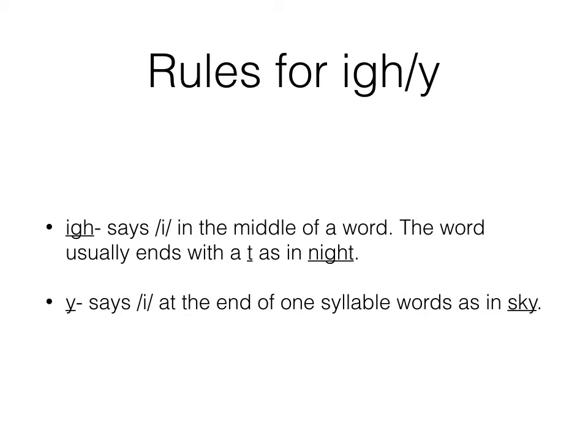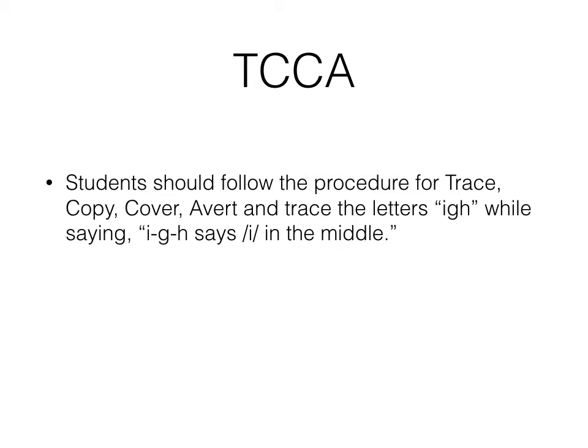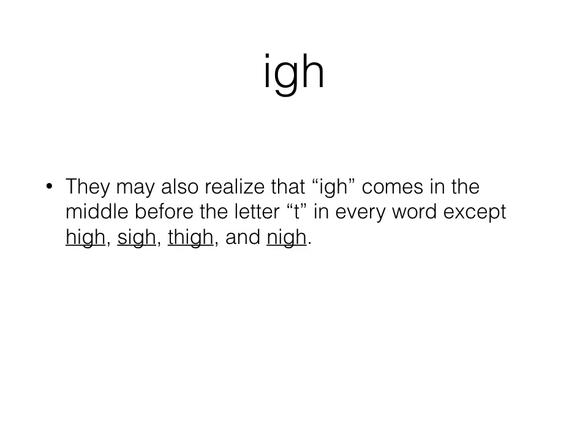So if you are working with younger students, you may want to split these up into their own lessons so that the first lesson may involve teaching them the rule for IGH and having them do trace, copy, cover, avert, and say while they are tracing and then copying, covering, and having their eyes closed or averted, IGH says I in the middle. You may also point out to them, or they may realize, that all of the IGH words end with the letter T except for these 4 underlined words on your screen.